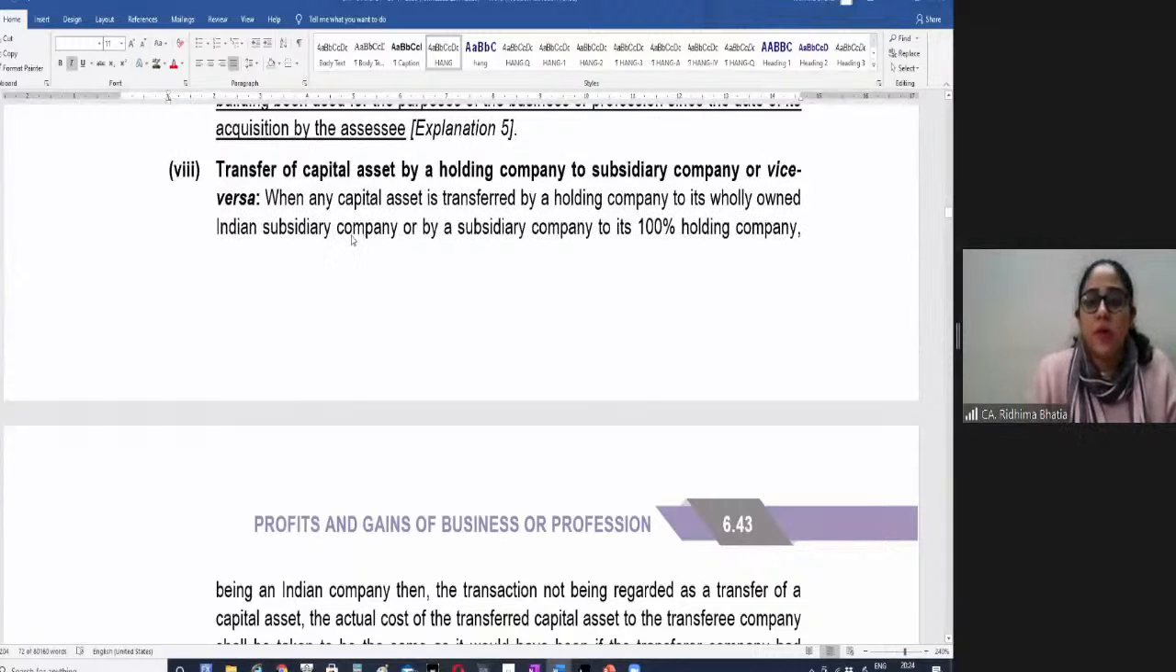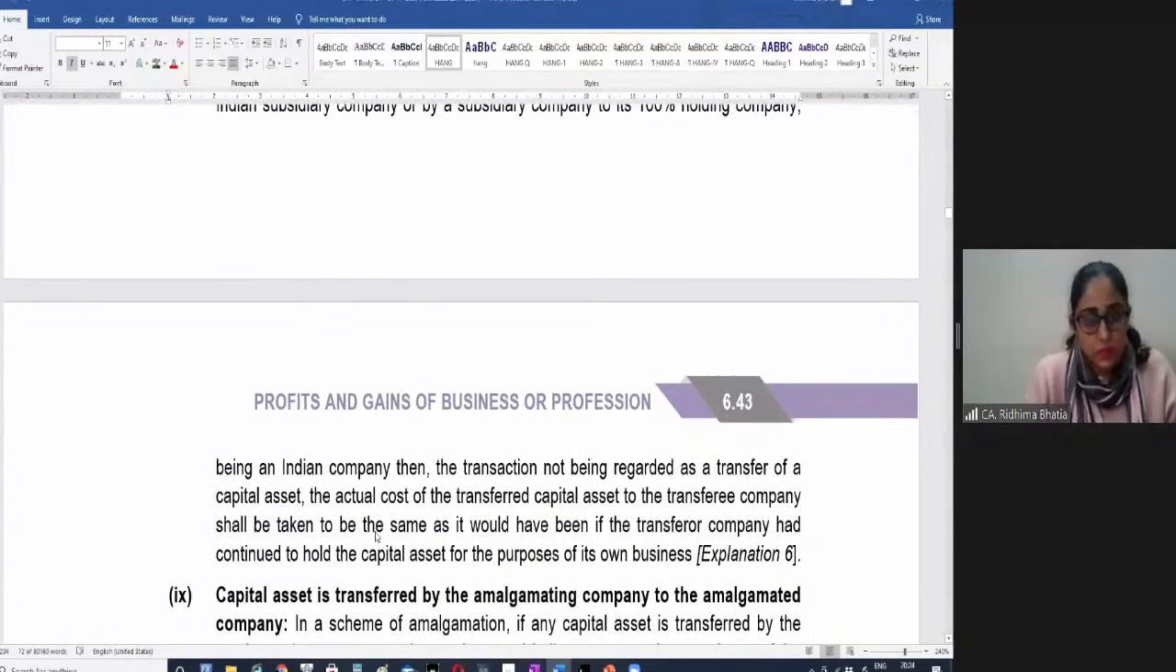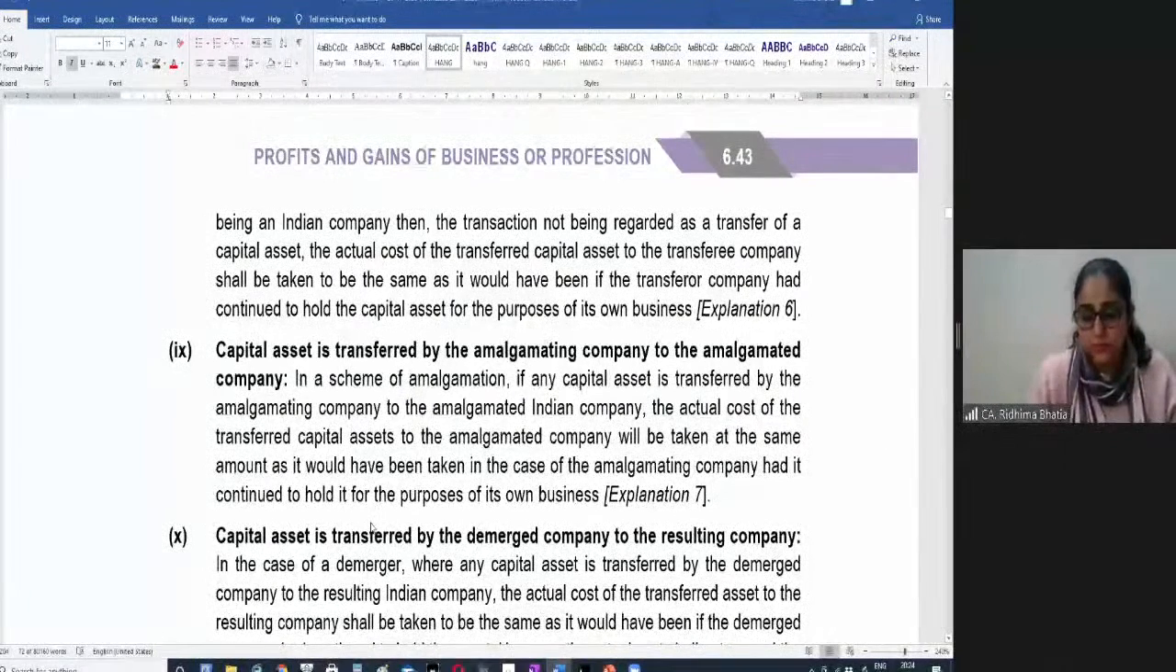Where any capital asset is transferred by a holding company to its wholly owned Indian subsidiary company, or a subsidiary company to its 100% holding company being an Indian company, then the transaction is not regarded as a transfer of a capital asset. This I told you. The actual cost of the transferred capital asset to the transferee company shall be taken to be the same as it would have been if the transferor company had continued to hold the capital asset for the purposes of its own business. The actual cost would be the same. Clear?